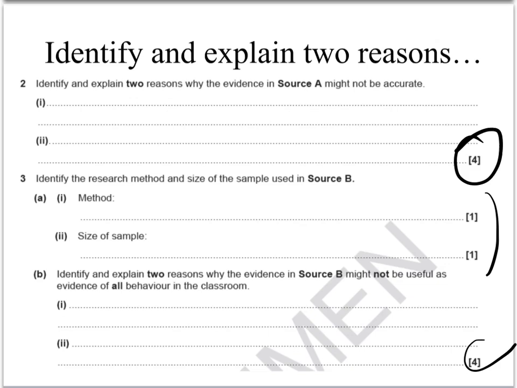If you look carefully, there are 2 types of identify and explain 2 reasons. There is the might not be accurate, so the accuracy type question, and then there's the usefulness type question. The accurate one is talking about validity of experiments, so whether what they've collected is right or wrong, whether they've actually done it well, and they've been good sociologists. The second one is talking about representativeness, so does it represent a large group? And so you have to consider is it evidence and useful for all behaviour?